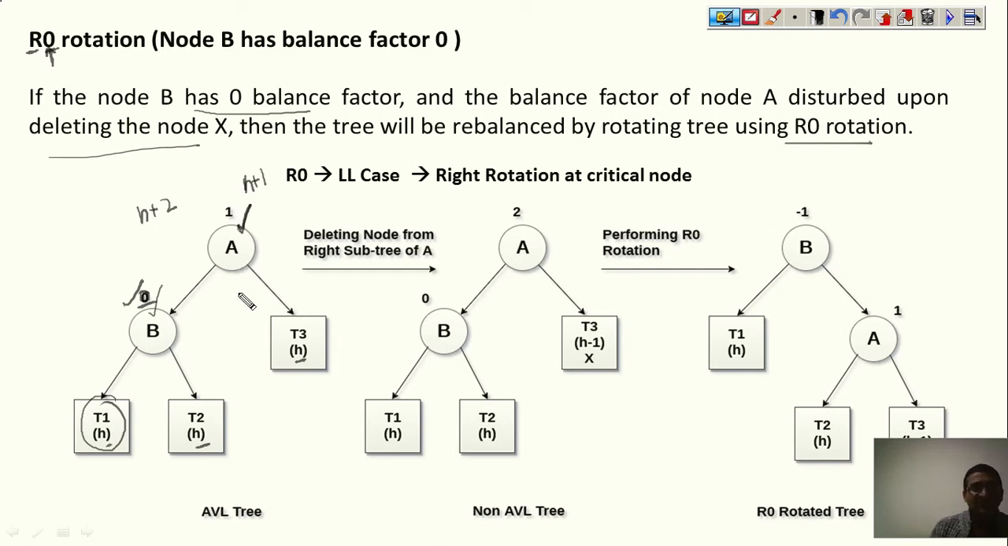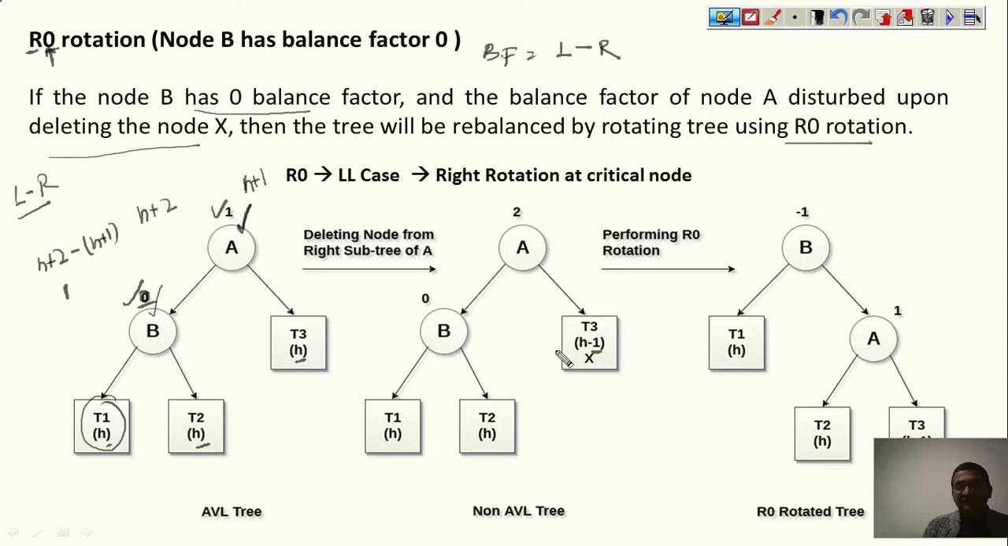Okay, and here we are doing left minus right. So when you do h plus 2 minus h plus 1, what do you get? You get 1. So here we are doing the balancing factor equals left height minus right height. When you delete any node from the right subtree, the height of this tree is going to reduce by 1. So now this is h minus 1.